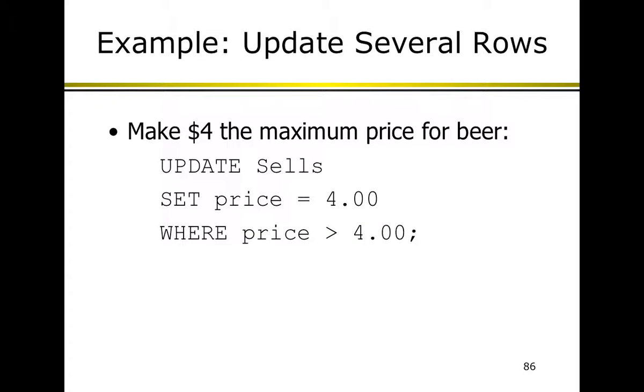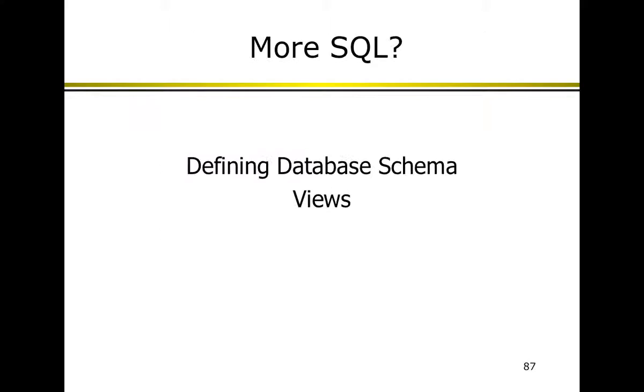You can update several rows, just like you can delete several rows. You can make $4 the maximum price for beer. So you can update beers and set the price to $4 where the price is larger than $4. That's a pretty good thing. You can automatically raise the prices.